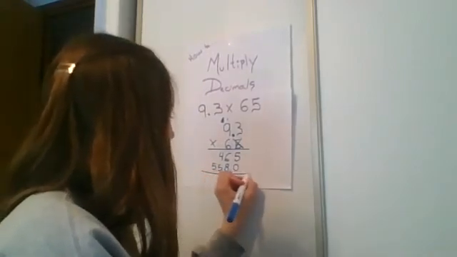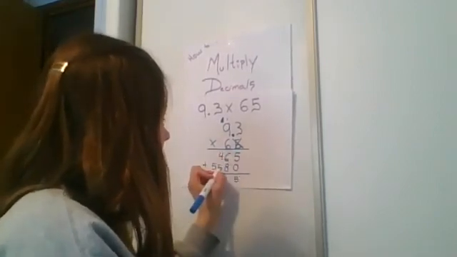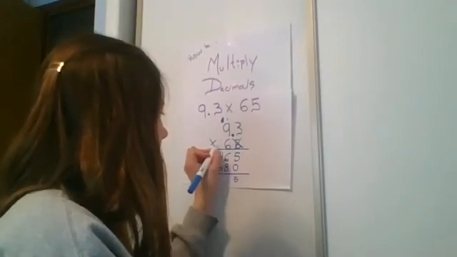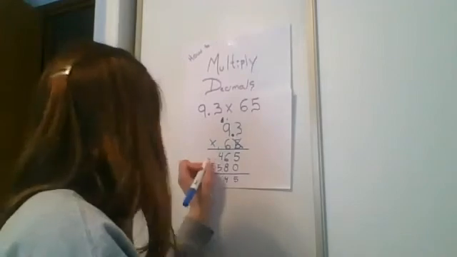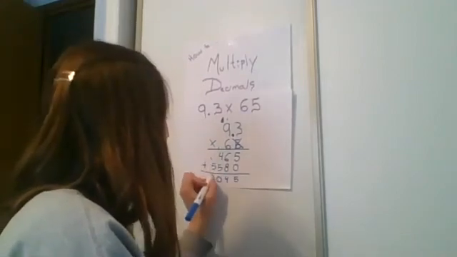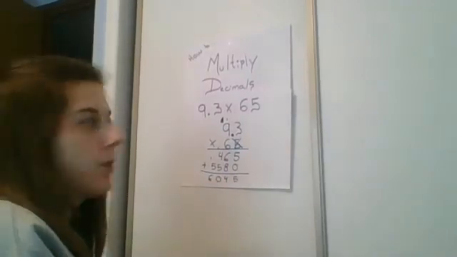And now I'm just going to add. Just like normal. 5 plus 0 is 5. 6 plus 8, 8, 9, 10, 11, 12, 13, 14. 5 plus 4 plus 1, so 5 plus 5 is 10. And then 5 plus 1 is 6. So I've got 6,045, but we have to remember the decimal.